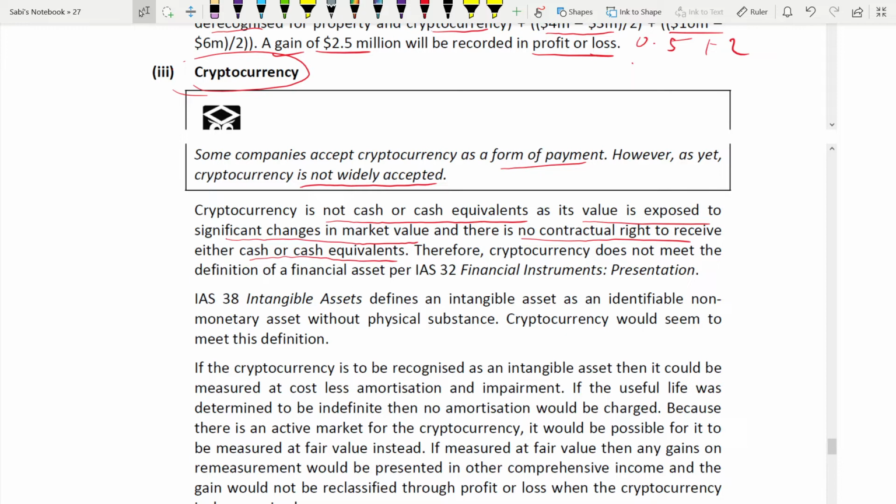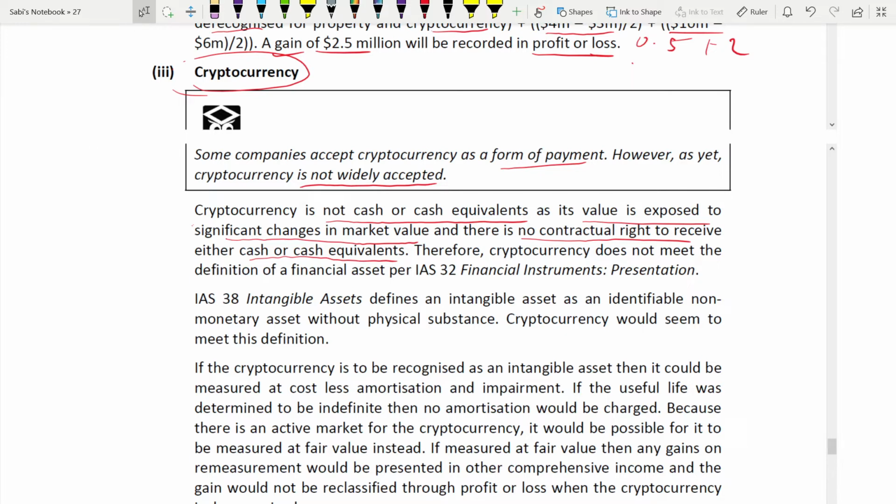Here, with this cryptocurrency, you don't have any right to receive that cash or cash equivalent. Do you have? No. And also the value is exposed to significant changes in market value. That means the value of the cryptocurrency is dependent on the changes in the market value, and it's very significant. It's not very small amounts, very significant. That's why it cannot be taken as cash or cash equivalent, because these are the properties of cash or cash equivalent.